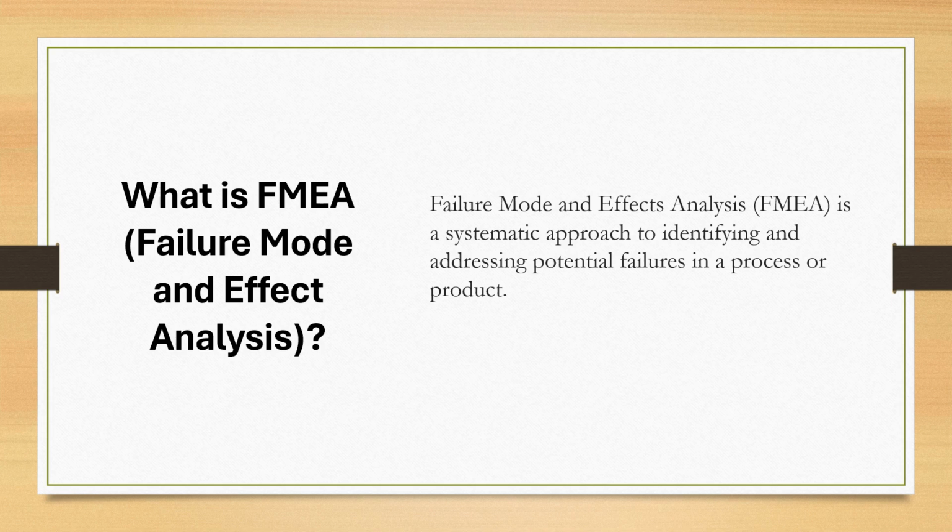So a failure mode refers to the specific ways a process or product might fail to perform as intended. So the FMEA involves analyzing these failure modes, understanding their potential effects, identifying the root cause, and implementing the action to mitigate or prevent these failures, right? So by systematically evaluating risk, FMEA helps to improve reliability, safety, and overall quality in process and products, which ensures compliance with the industry standards and regulations, right?